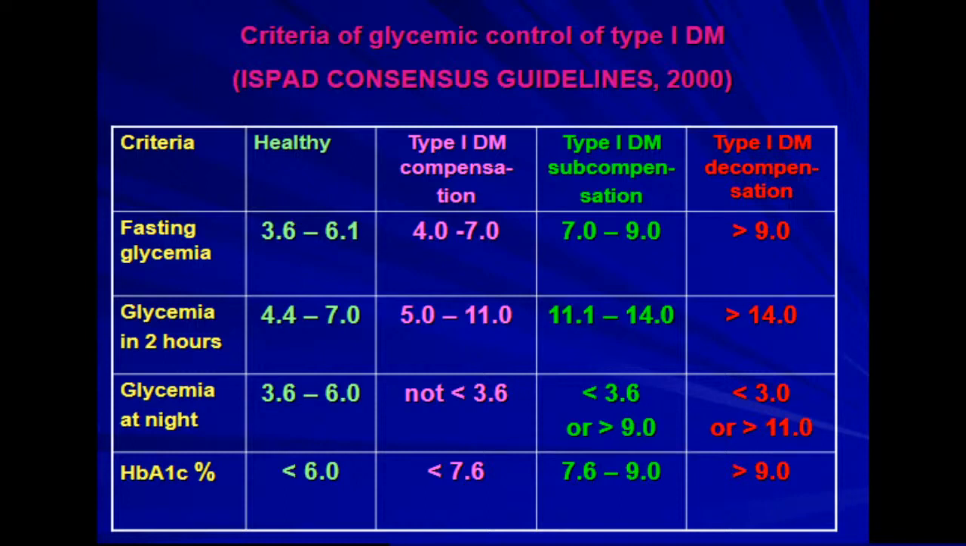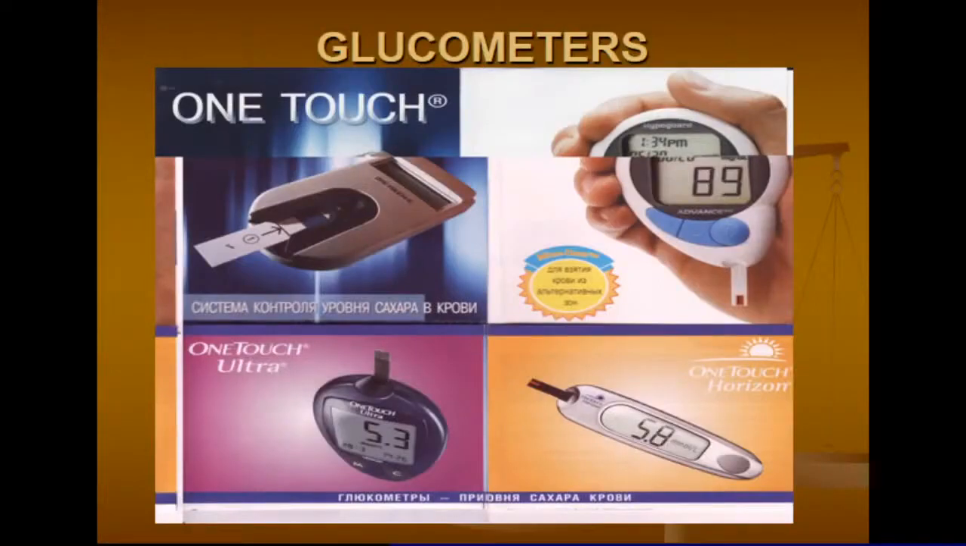And the last one, decompensation of diabetes mellitus. Fasting level more than 9. Glycemia 2 hours after meal more than 14. Glycemia at night less than 3 or more than 11. And glycosylated hemoglobin more than 9. Glycosylated hemoglobin, this test is an indicator of blood sugar control during 2 to 3 months. These are glucometers.